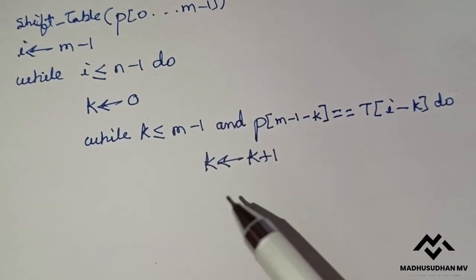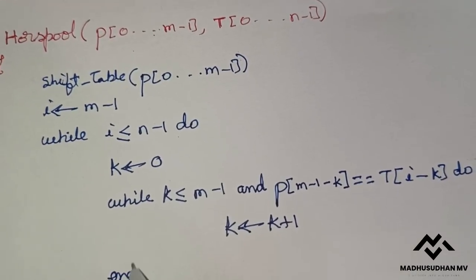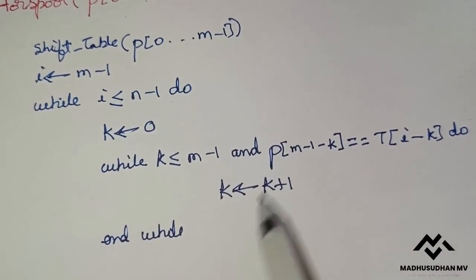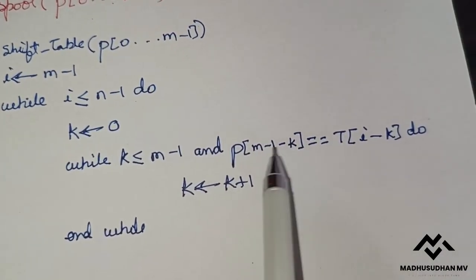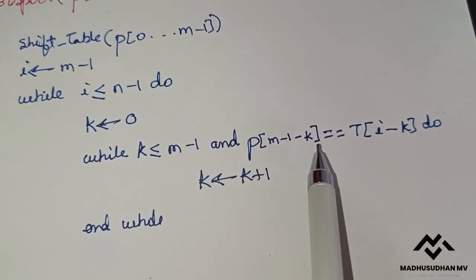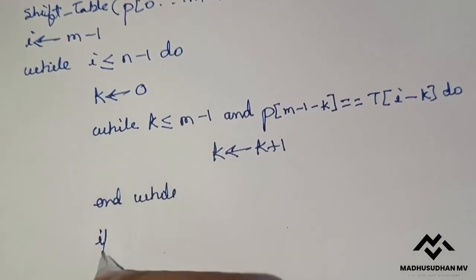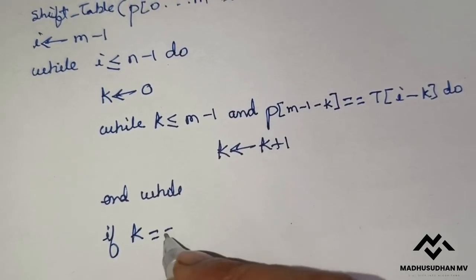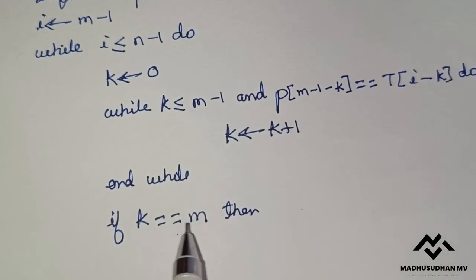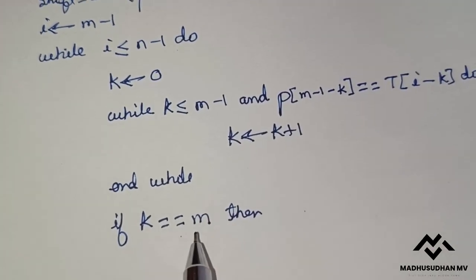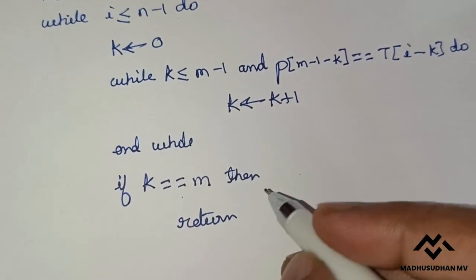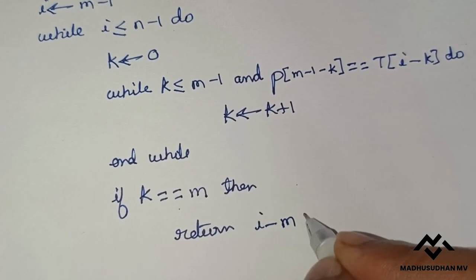Then I have to come to the next characters. So after that, I keep incrementing. If it is less than m minus 1, keep checking. I keep incrementing. Whenever this condition fails, that means a mismatch occurs. Now I need to check whether the number of characters matched is equal to the pattern length. That means I am checking whether I matched all the characters of the pattern. If this is true, then the match is successful. That means we found the pattern. So I'm returning i minus m plus 1.